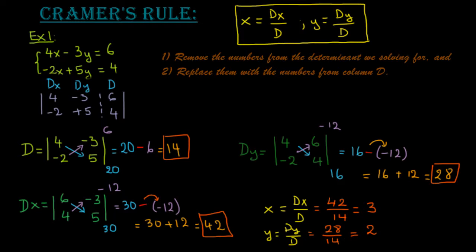So the answer is almost done. It's not done yet. So we have 3 and 2. You have to write your answer in x and y order. So it would be 3, 2 with parentheses as a point. So, here's my answer.